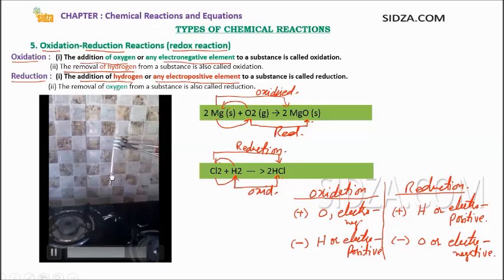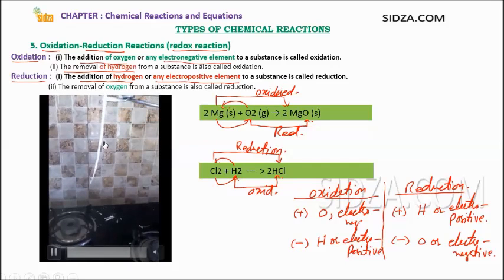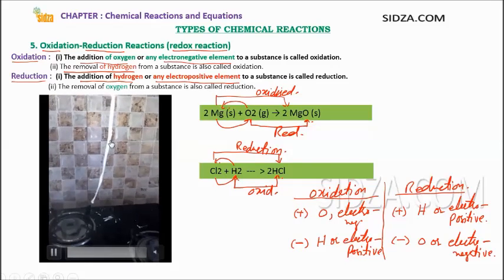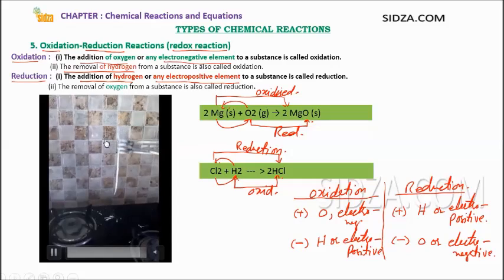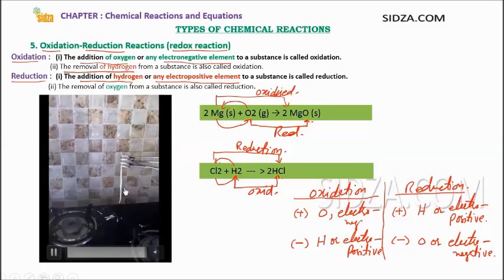Why? Because magnesium is oxidized because there is addition of oxygen on the magnesium, and oxygen is getting reduced because magnesium adds to the oxygen. Magnesium is an electropositive element. Addition of hydrogen or addition of any electropositive element, that is reduction, right?